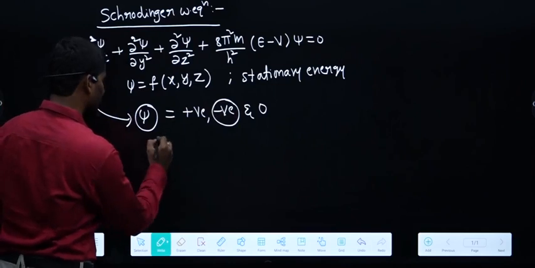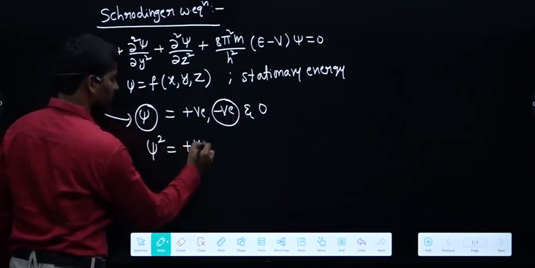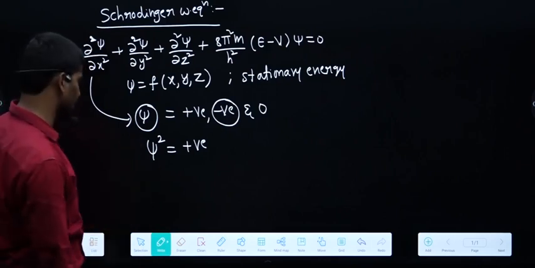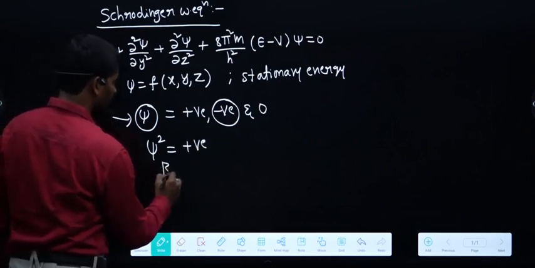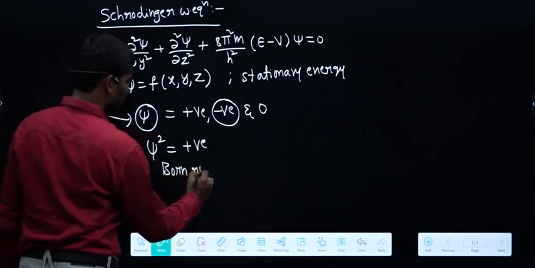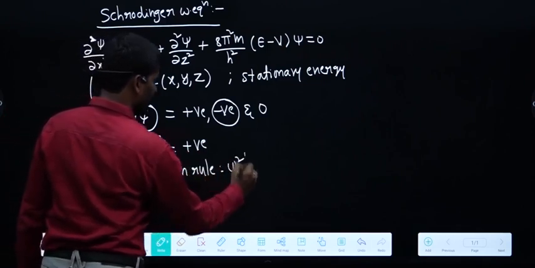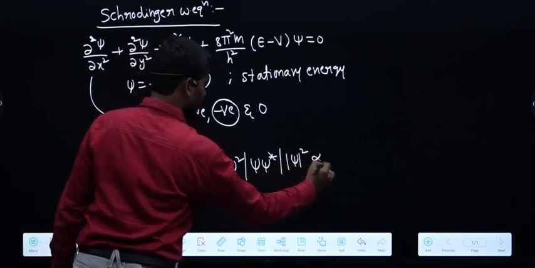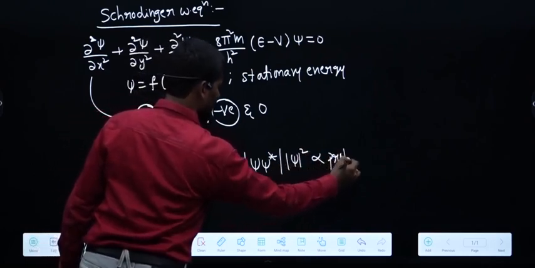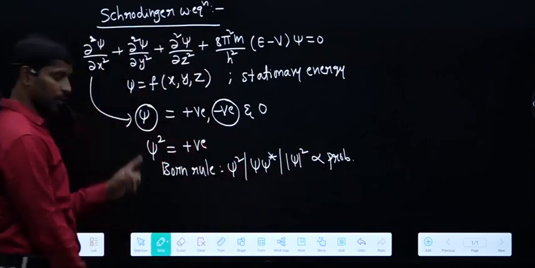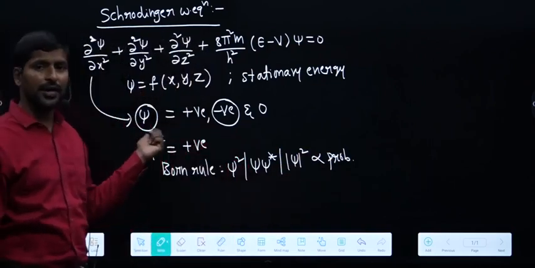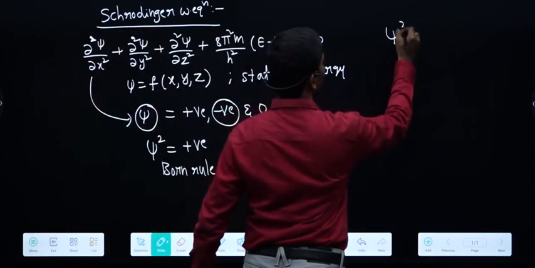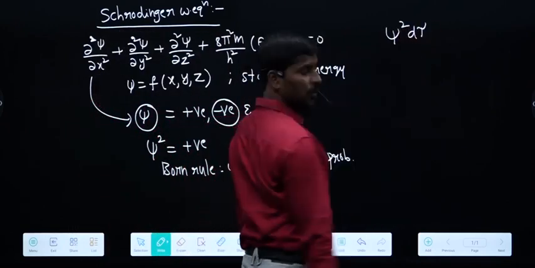But psi square possesses always what? Positive values. Psi square gives information about probability or electron density. That is called the Born rule. So what is the Born rule? Psi square, or we can write psi star psi or mod psi square, is proportional to probability or electron density. So electron density or probability is given by psi square. The general expression is psi square d tau, where d tau is the volume element.